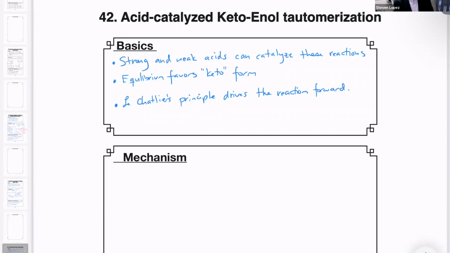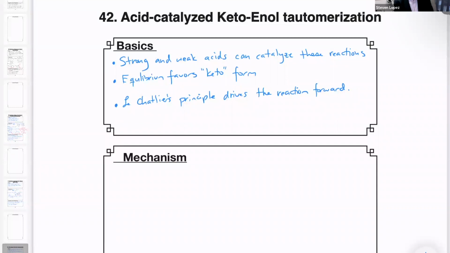Today, we're going to talk about the acid-catalyzed keto-enol tautomerization. This is also known as an isomerization reaction. This reaction is generally promoted by both strong and weak acids, and they are catalytic, which means that the acid is regenerated during the reaction.